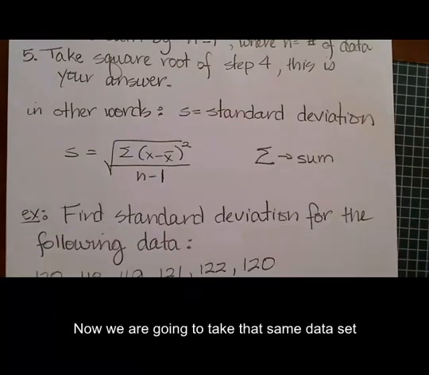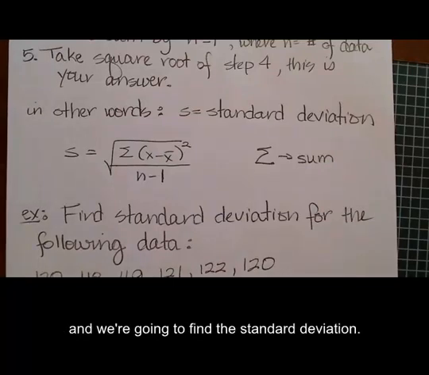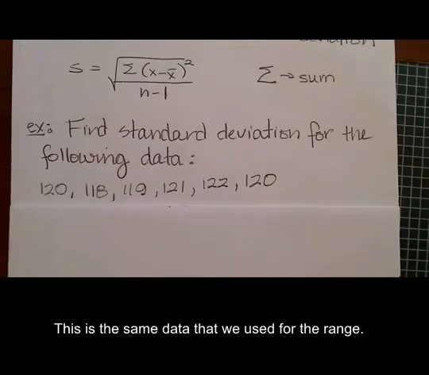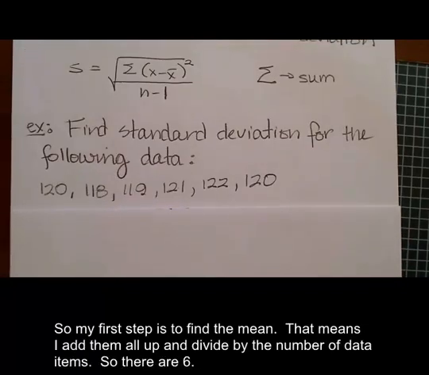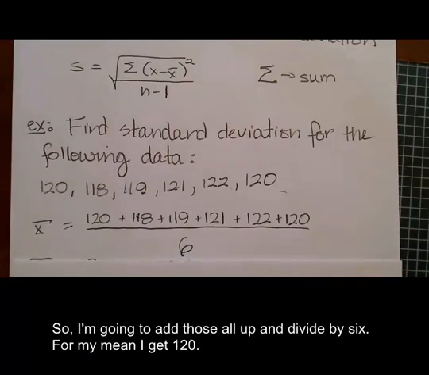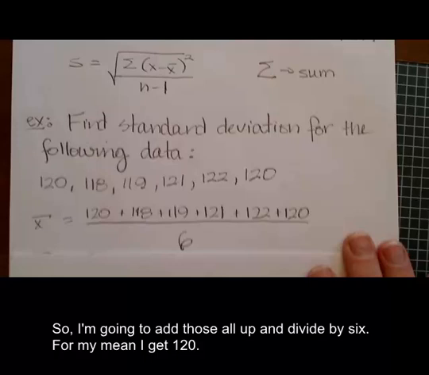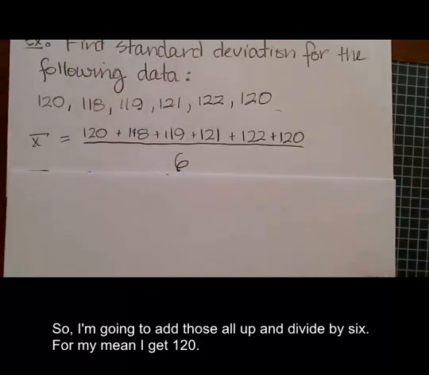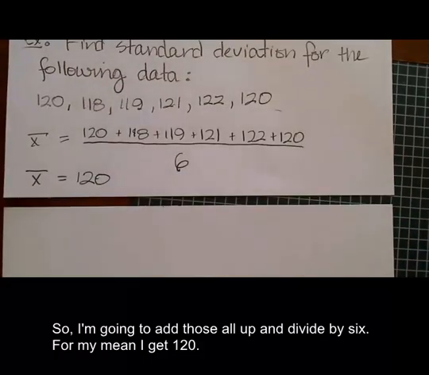So now what we're going to do is take that same data set and find the standard deviation. This is the same data we used for the range. So my first step is find the mean. That means I add them all up and divide by how many. There are 6, so I'm going to add those all up and divide by 6. And for my mean, I get 120.